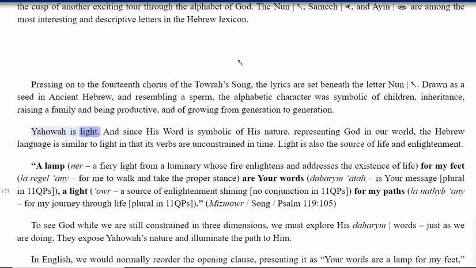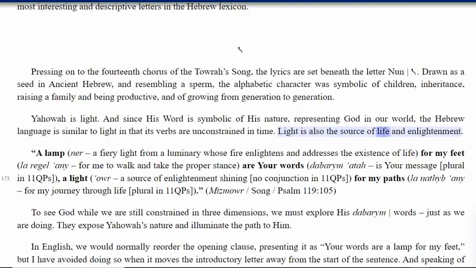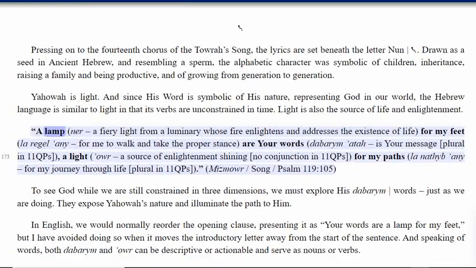Yahowah is light. And since his word is symbolic of his nature, representing God in our world, the Hebrew language is similar to light in that its verbs are unconstrained in time. Light is also the source of life and enlightenment. A lamp, Ner, a fiery light from a luminary, whose fire enlightens and addresses the existence of life.